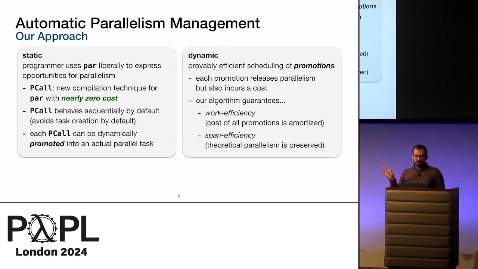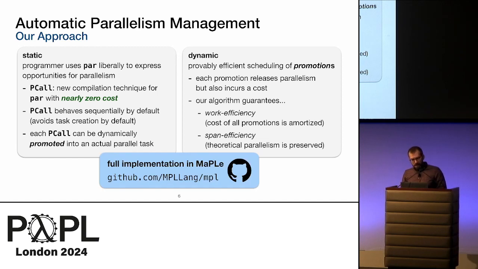We give an algorithm which guarantees two properties: work efficiency and span efficiency. If you're not familiar with the work-span model, basically these preserve the asymptotic behavior of your program, guaranteeing that it doesn't have much overhead, and also that the theoretical amount of parallelism in your program is preserved. A key contribution of this work, as I mentioned, is that we have a full implementation. It's currently in a branch of Maple that you could play with today, and we're working on integrating it into mainline Maple, and it should be released soon as a new version of Maple.